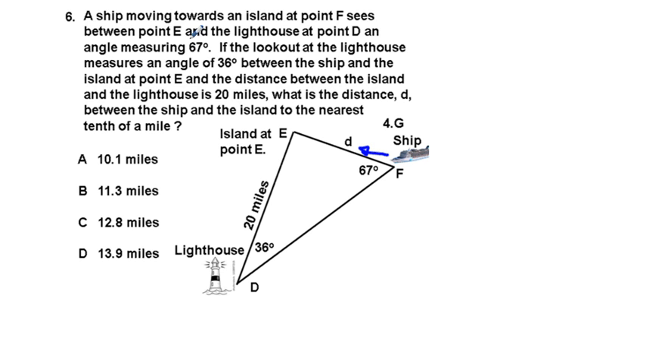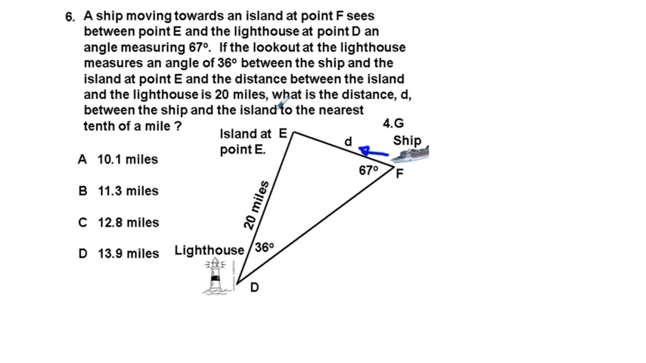It sees, between point E and the lighthouse at point D, an angle measuring 67 degrees. That's what this drawing indicates. Looking at the lighthouse, there is an angle measuring 36 degrees between the ship and the island, point E, and the distance between the island and the lighthouse is 20 miles. What is the distance D between the ship and the island to the nearest tenth of a mile?